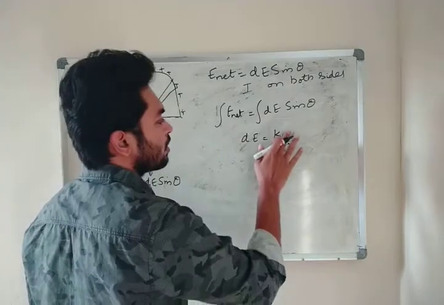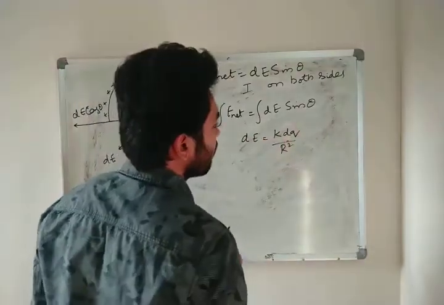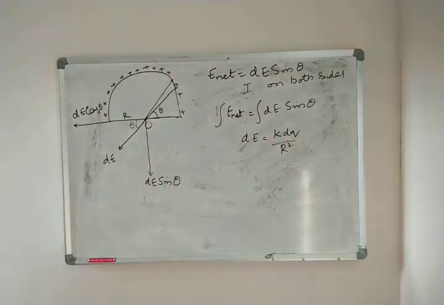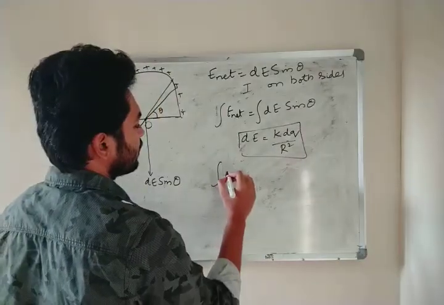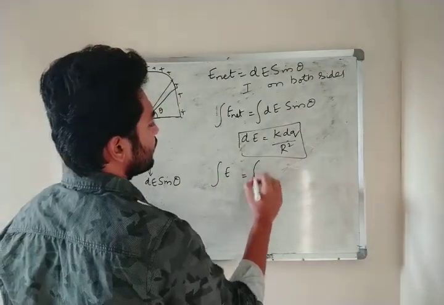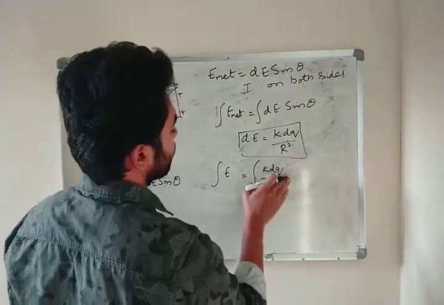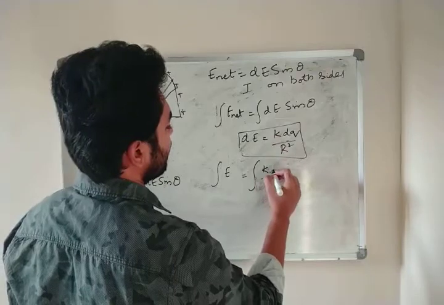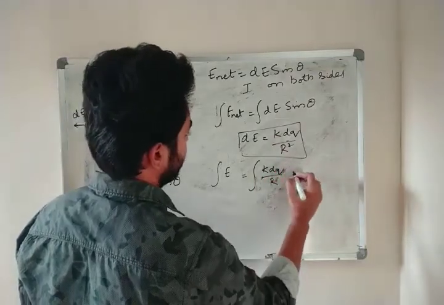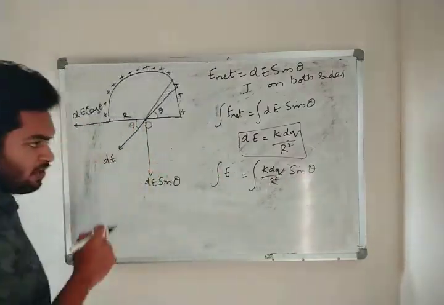So we have taken a small element here. Wherever you are going to consider a small element, you are going to take k dq by r square. Now substitute this in place of dE. So integral E is equal to integral k dq by r square into sin theta. From here we have to solve.